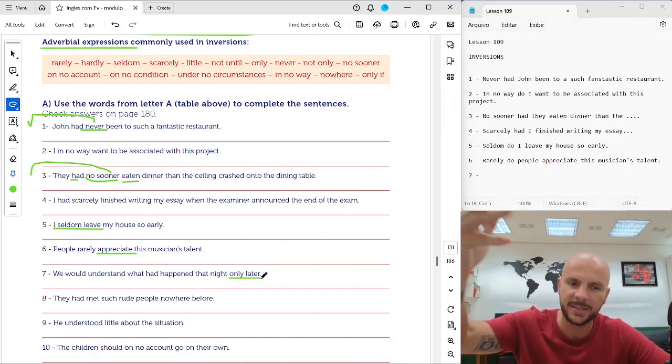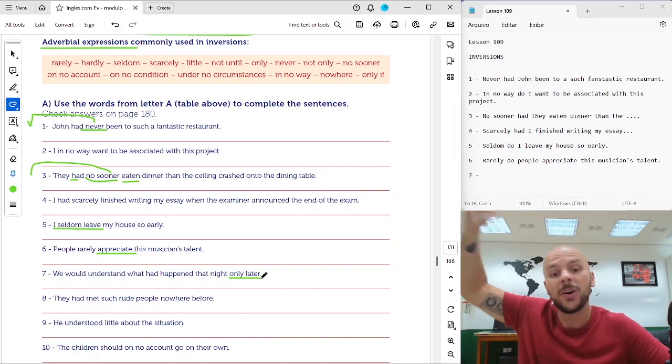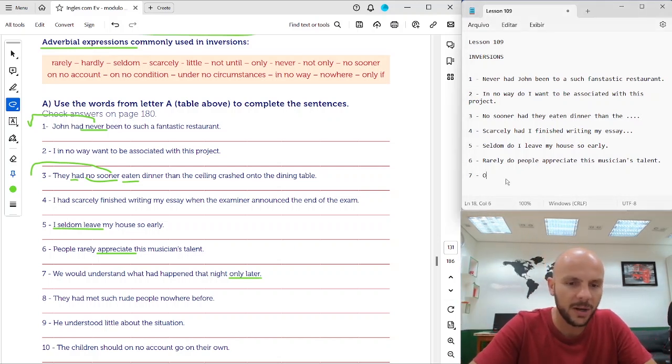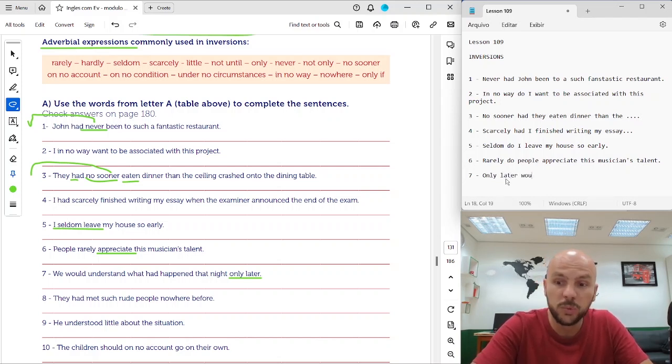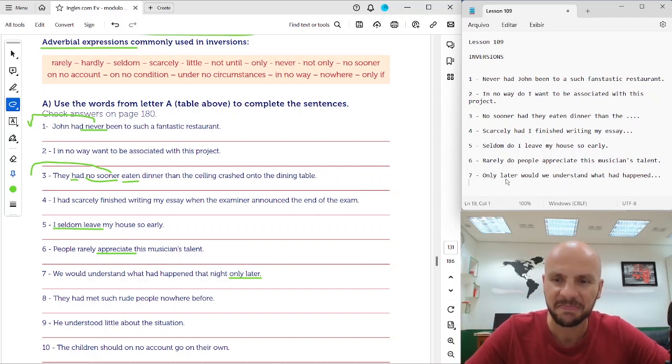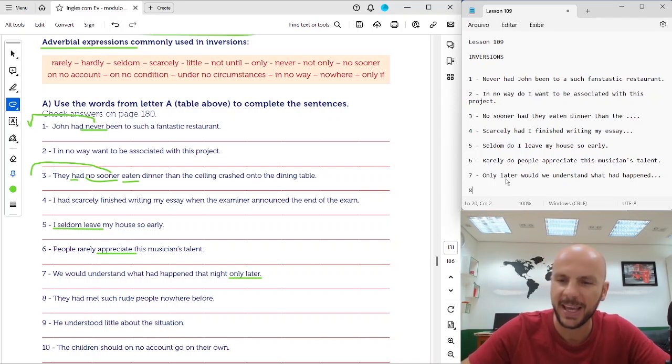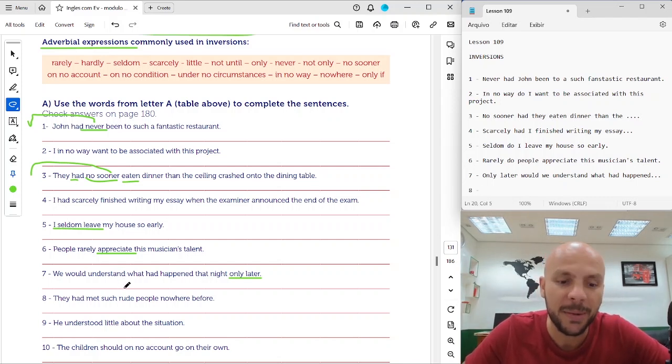7. We would understand what had happened that night only later. Okay, we would understand what had happened that night only later. Emphasizing only later: only later would we understand what had happened that night. All right? Only later would we understand.